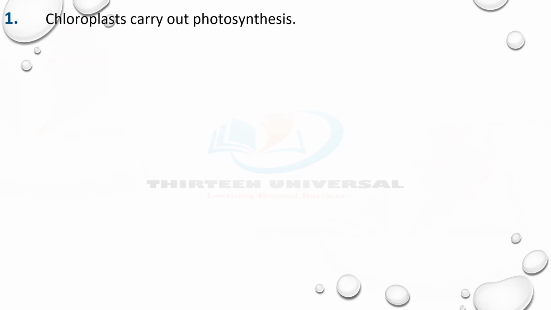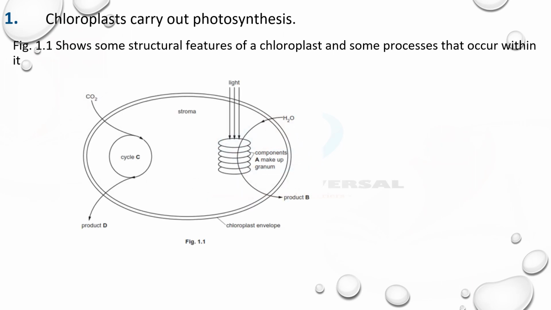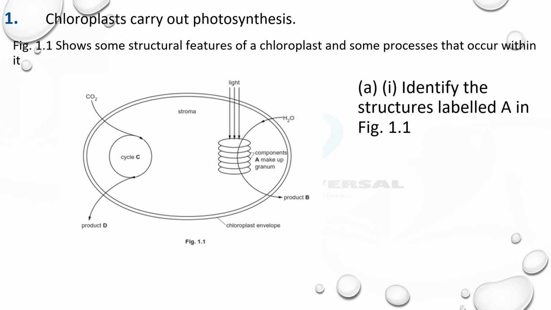Okay, starting from photosynthesis. Chloroplasts carry out photosynthesis. Figure 1.1 shows some structural features of a chloroplast and some processes that occur within it. The chloroplast is a site for photosynthesis, guys. Now bring your writing material. Let's solve this question. It says identify the structures labeled A in figure 1.1.